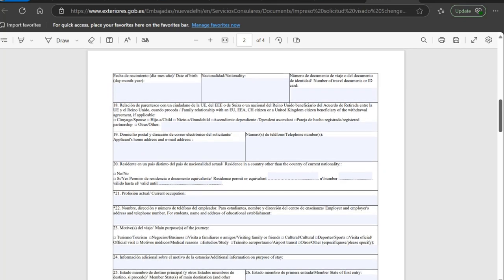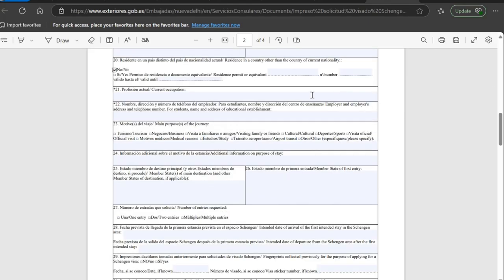18 is again a similar question. Applicant's home address and email address, telephone number, residence in a country other than current nationality. So if you're an Indian living in India, you can just do no, right? Your occupation. If you're a student, write student. If you are retired, write retired.